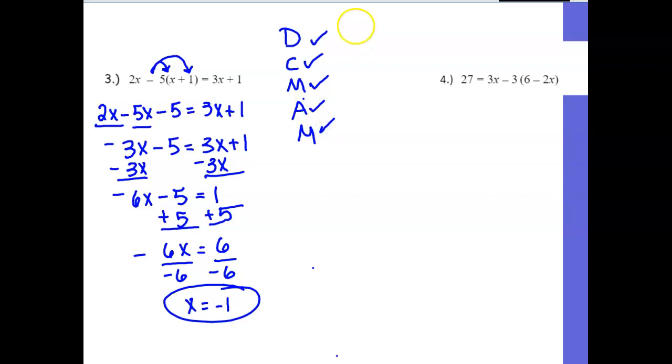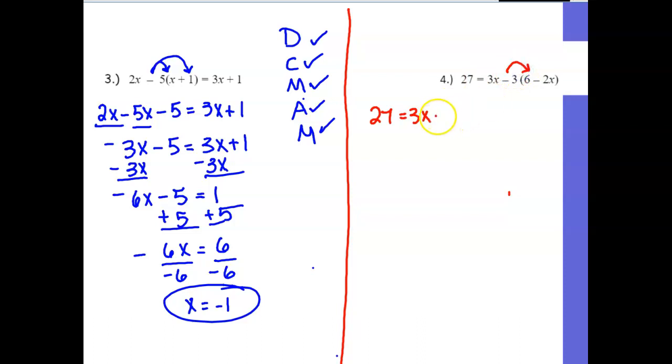Okay. Let's look at number 4. I'll do number 4 in red. Okay. I'm going to start by distributing. I've got 27 equals 3x. I'm going to take the negative 3 times 6 and get negative 18. And the negative 3 times negative 2x, and I get positive 6x. I'm going to combine my like terms. So 27 is going to be equal to 9x minus 18. Then I'm going to add 18 to both sides.